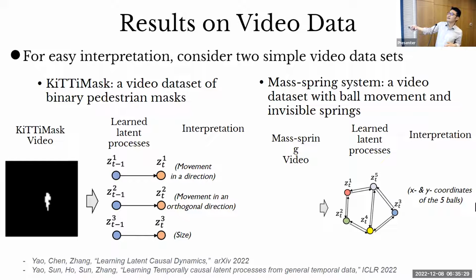And this is a second dataset known as a mass spring dataset. So we have 5 balls with different colors. And between some pairs of balls, there is a hidden spring. That's why they are related. Now they just move around.